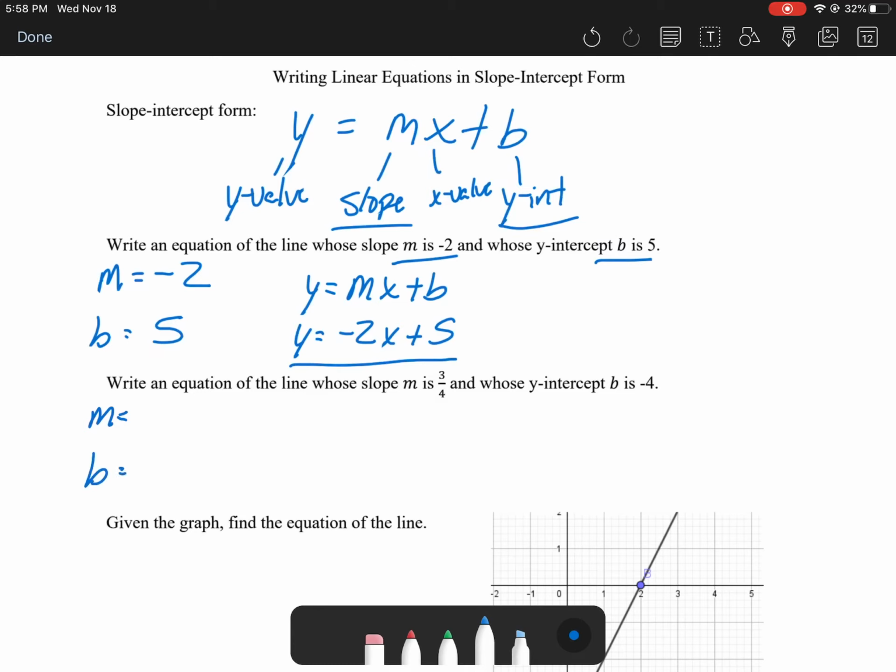Same deal when writing an equation. We need to find out what the slope is and the y-intercept. There's my slope. There's my y-intercept. Again, we're substituting them into slope-intercept form. y equals 3/4 x minus 4. Mighty fine looking equation.